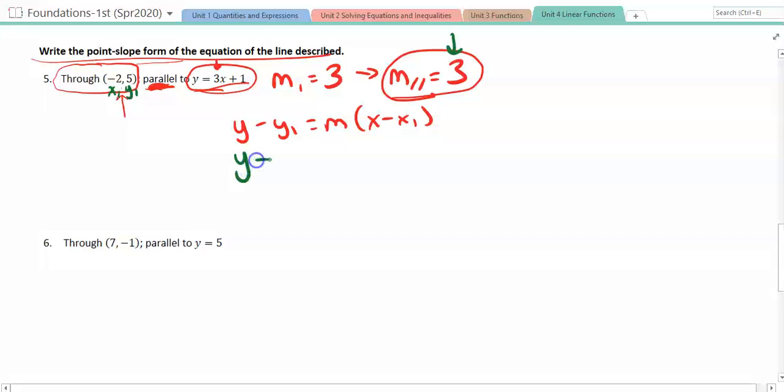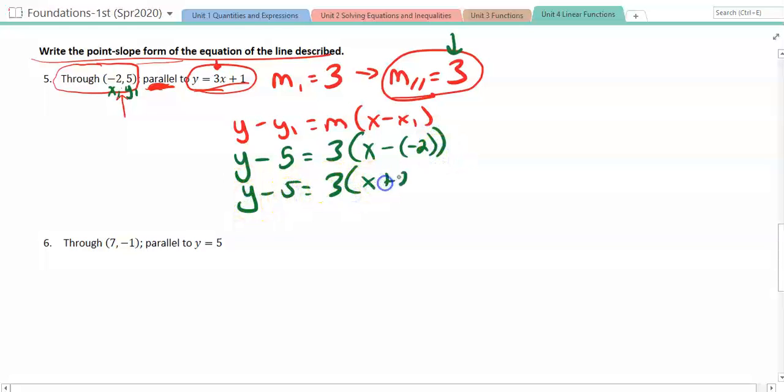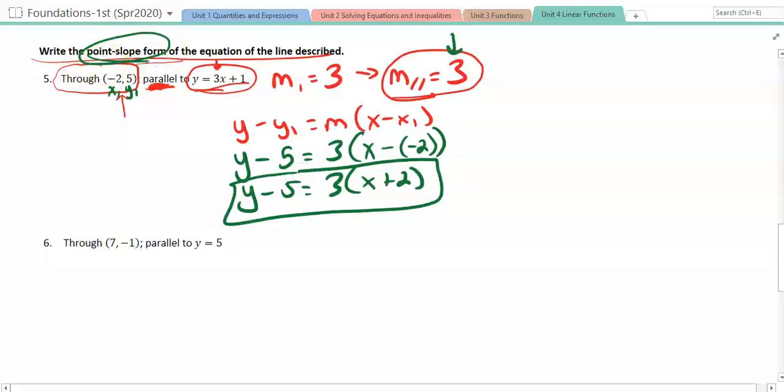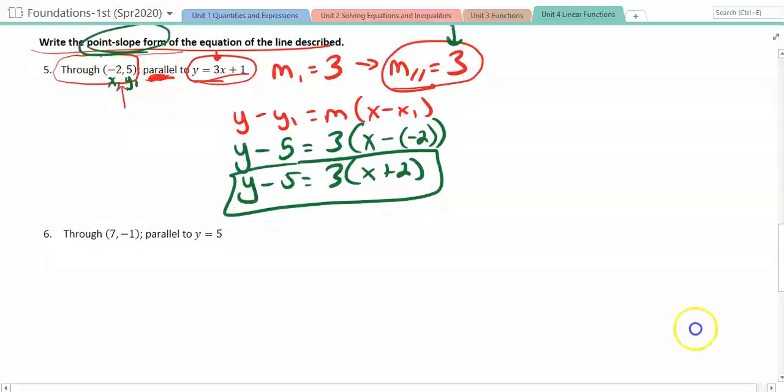And so y minus y sub 1, so that's the 5, is equal to our slope times x minus the x sub 1, so minus -2. And simplifying the signs here, we get y minus 5 is equal to 3 times x plus 2. This is the final answer because it asked for it in which form? Point slope form. So now let's look at example 6.